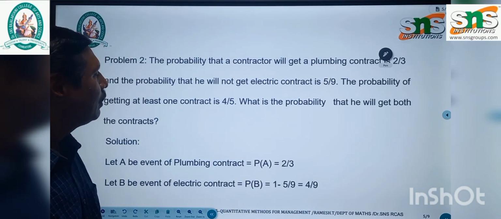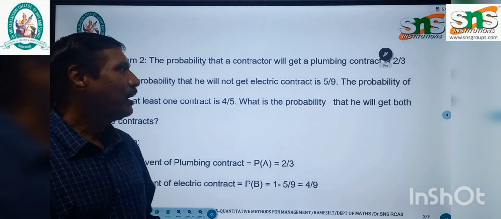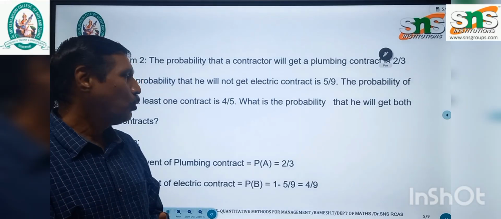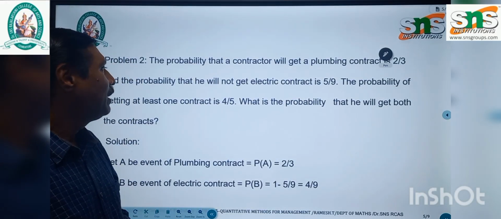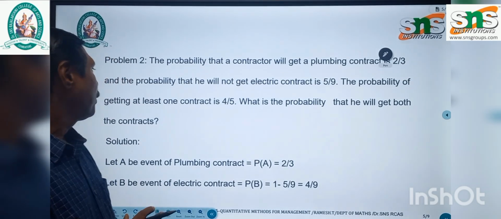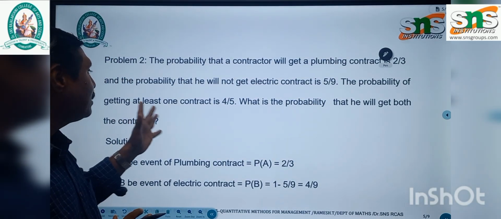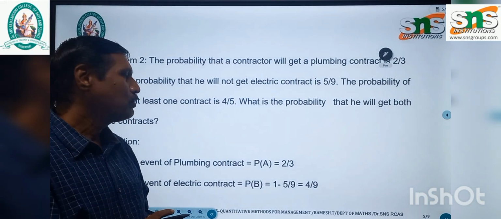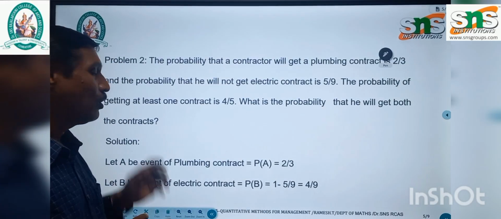Let's check one more problem. The probability that a contractor will get a plumbing contract is 2 by 3, and the probability that he will not get an electric contract is 5 by 9. The probability of getting at least one contract is 4 by 5. So what is the probability that he will get both contracts?